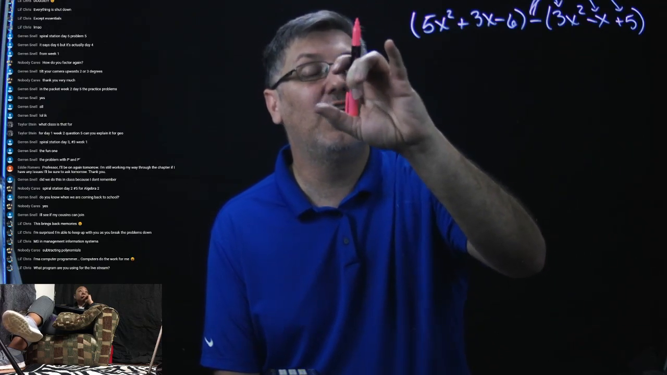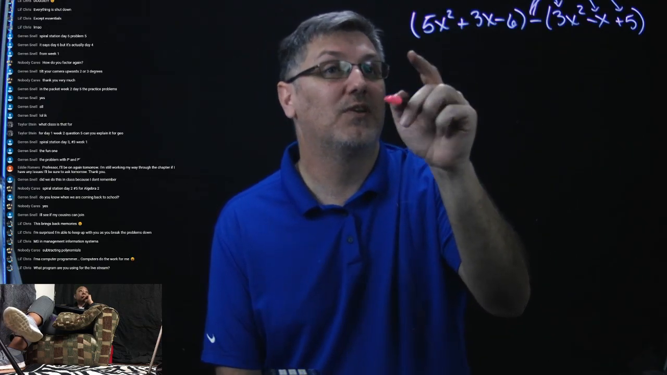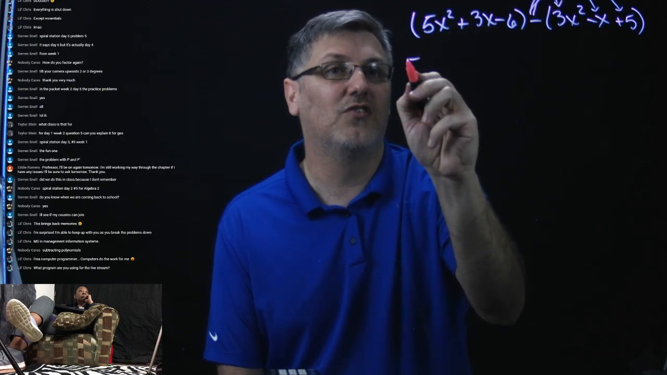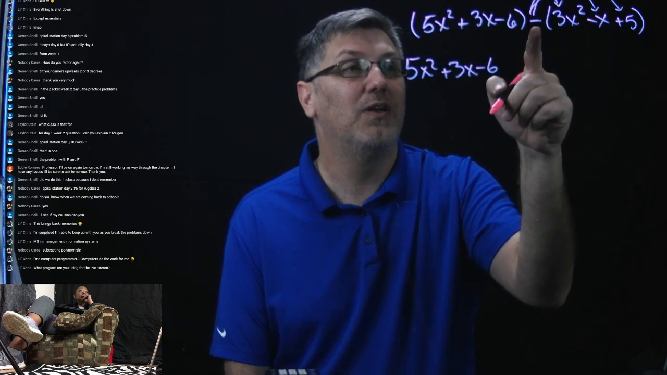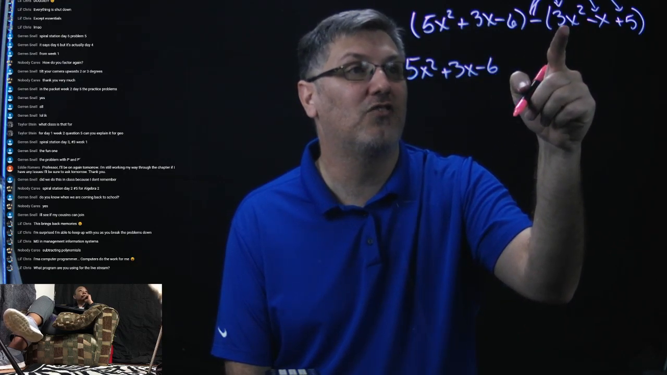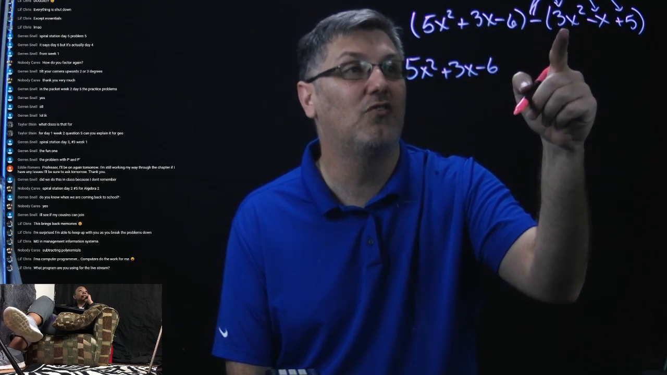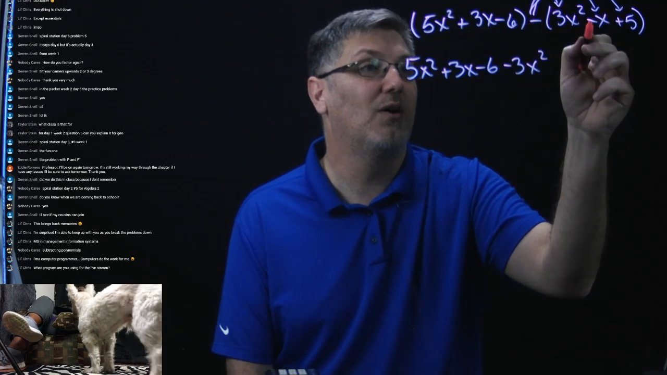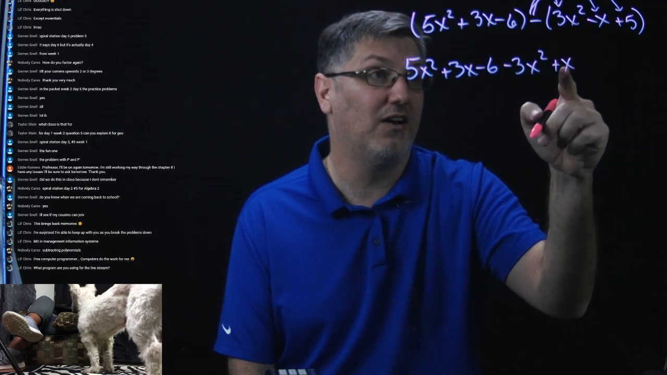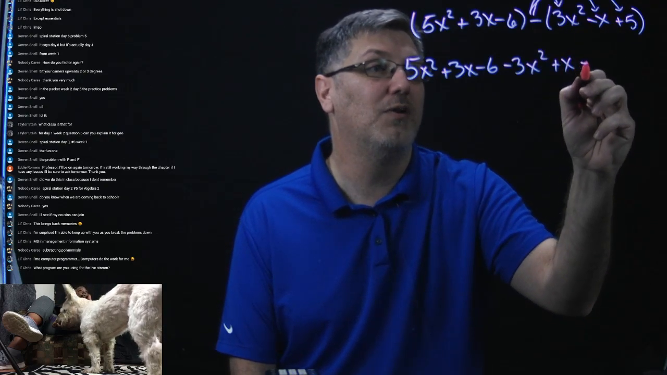If there was a negative here, we'd have to do the same thing. But there isn't, so I'm just going to drop these parentheses, and I'm going to get 5x squared plus 3x minus 6. But now I'm going to change the sign of a positive 3x. So I'm going to distribute a negative 1 times a positive 3x gives me a negative 3x squared. Negative times a negative gives me a positive x, and a negative times a positive gives me a negative 5.